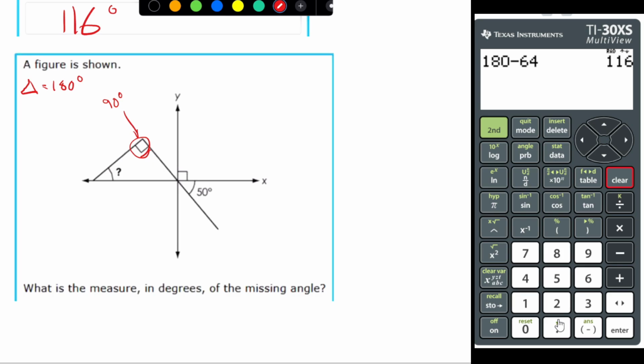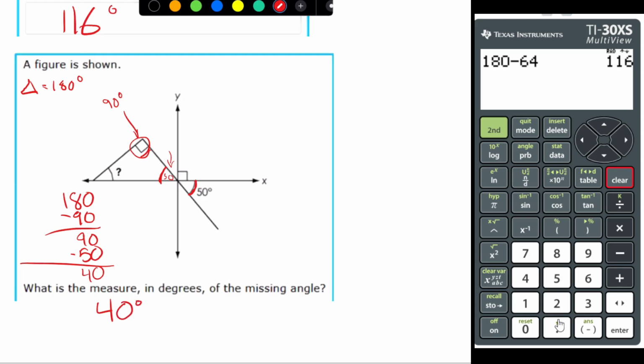So this angle would be a vertical angle with this angle. Vertical angles are congruent, which would mean that this angle is 50 degrees. So now, knowing that a triangle has 180 degrees, we do 180 minus 90 for our right angle. That makes another 90. And we have minus 50, because this is 50. And we get 40. So your measure is 40.